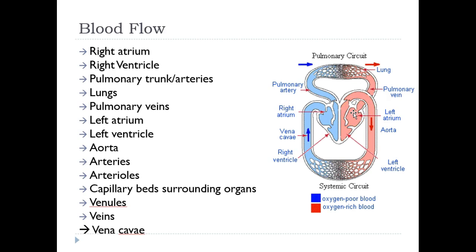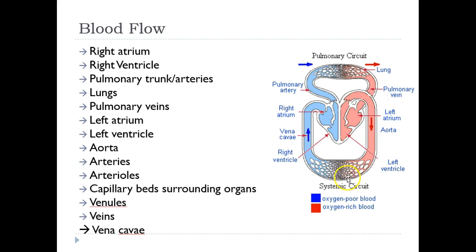The left atrium, once we pass that, that's going to be the bicuspid valve, where we're going to go into the left ventricle. Keep in mind this is definitely oxygenated now because it came back from the lungs. We're going to move out of the left ventricle through the aorta.